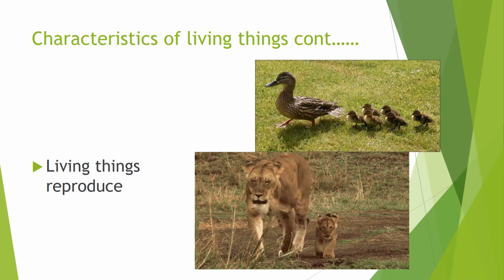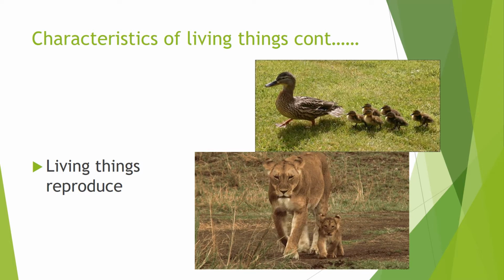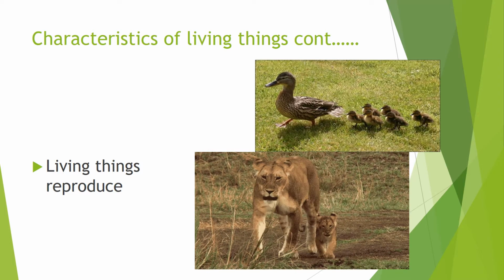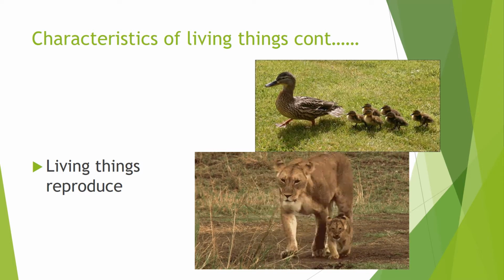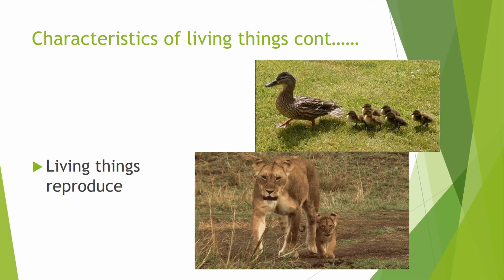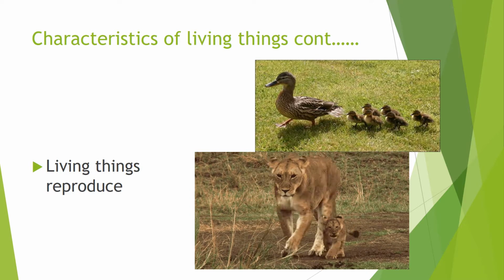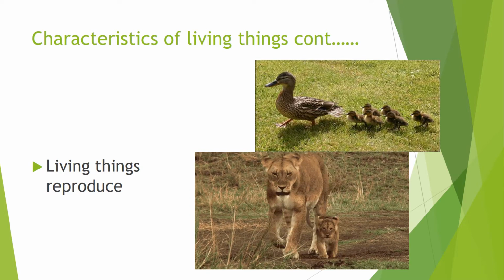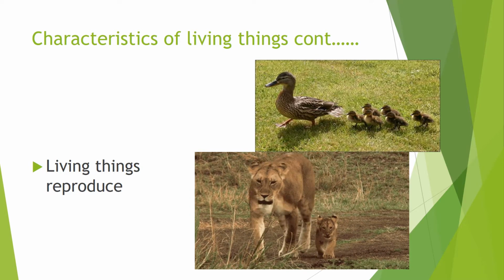Next is that living things reproduce. You can see the lion here and the cub. We can see the duck here and the ducklings. That is a sign to show that they reproduce. And reproduction means that they multiply in number.